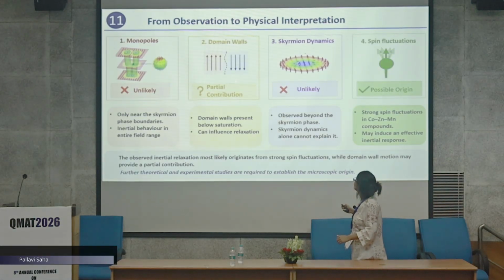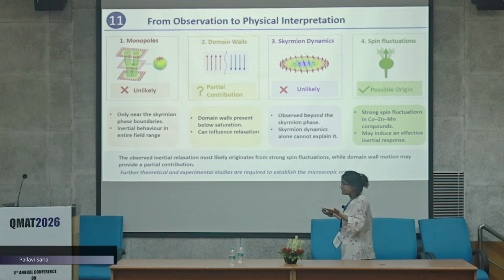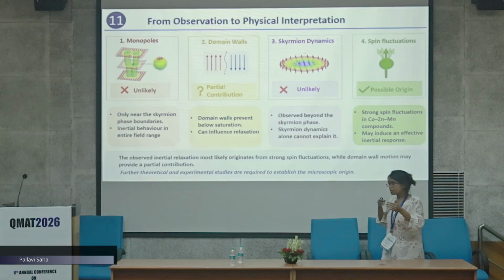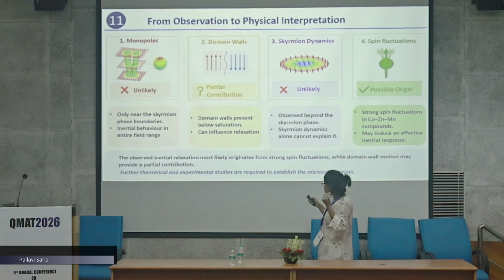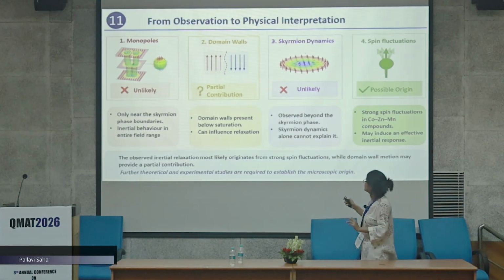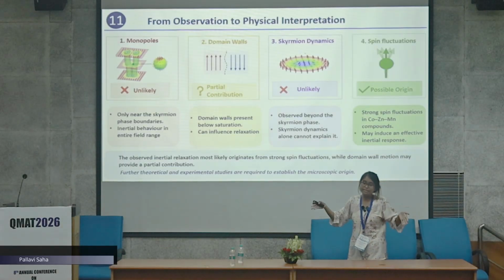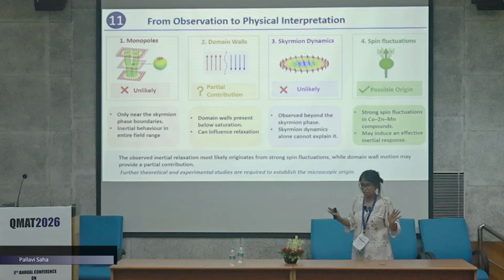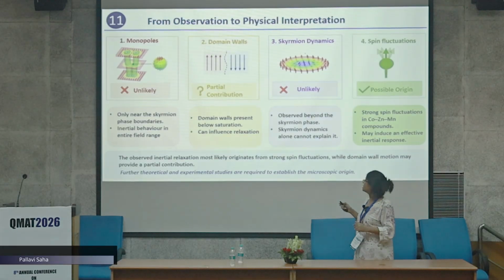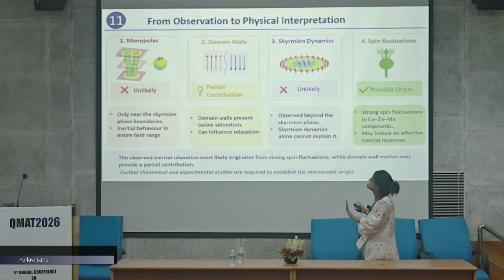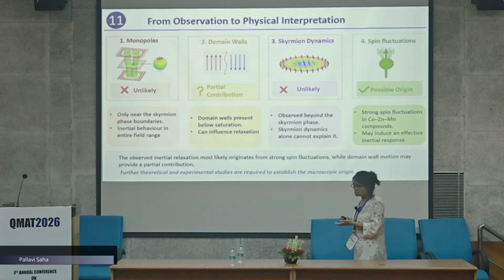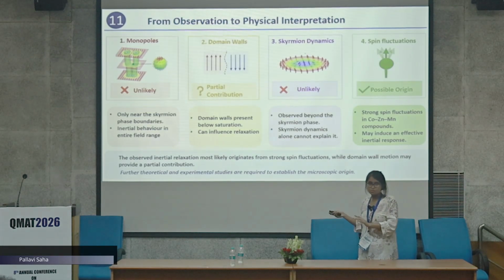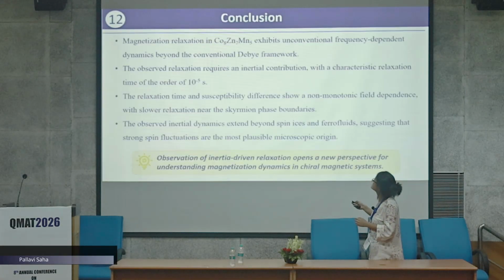The next one is the domain wall. Domain walls can sometimes also show the inertial effect: if we apply the AC field, the rocking back and forth of the domain wall's movement can show inertial effect. And the measurement which we did was in fact in the domain wall region, where the saturation was not there, so this can be a partial contribution. But other systems, like chiral magnets, also have domain walls and they don't show this, so we are not sure about this.